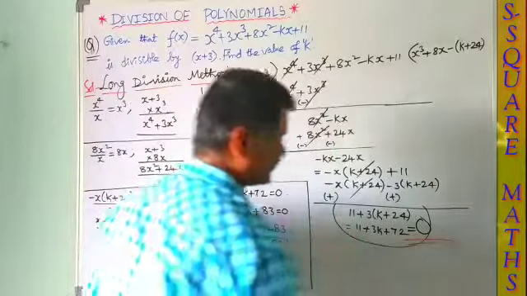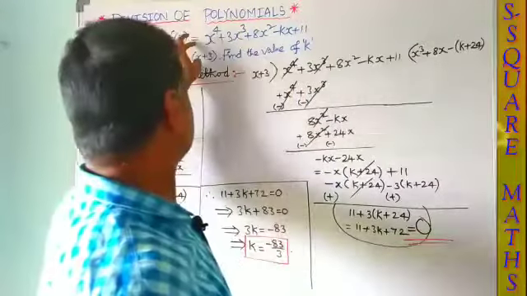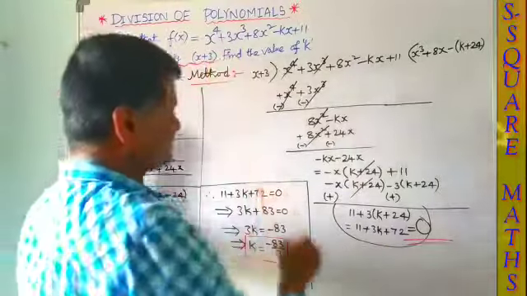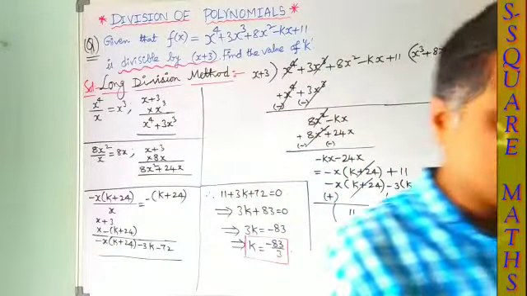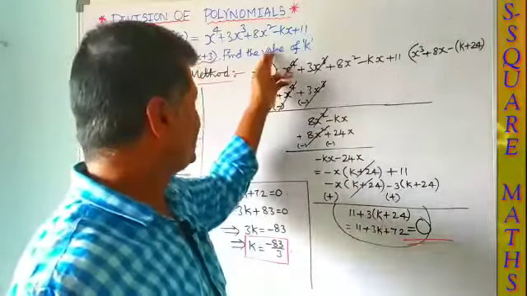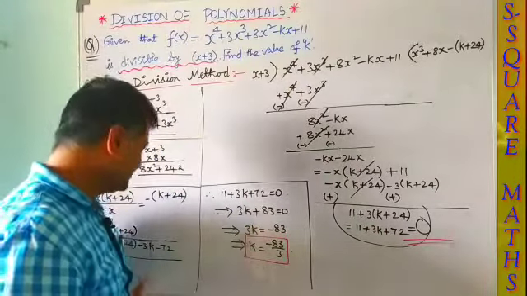Please viewers, go through it. Why did we have to equate to 0? Because f of x is divisible by, this is the main word, divisible by x plus 3. That's why the remainder is 0. Finally, the variable involved in our step here is k. To determine k we had to equate to 0. Finally the k value is minus 83 by 3.